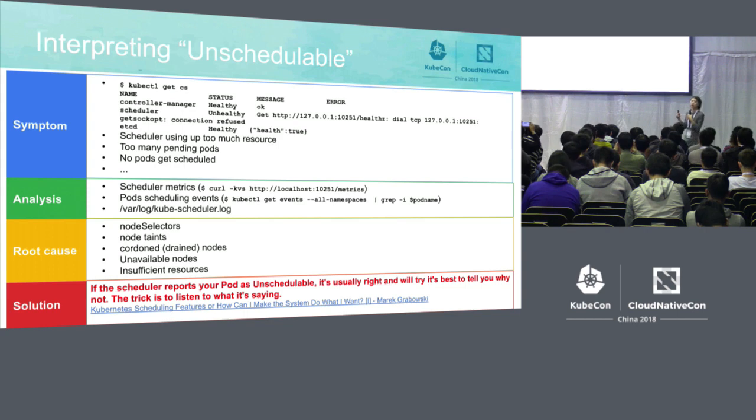And the root cause could be any of the things that we've just talked about. And last one, this is a message that I want to deliver. I just want to repeat it again. If the scheduler reports your pod as unschedulable, it's usually right, and will try its best to tell you why not. The trick is to listen to it and use that as a clue to find out why your control plane is acting funky. And there is a very good talk given by Marek Grabowski, our colleague. He is a real control plane expert. He has a talk from last year's KubeCon on the scheduling features.